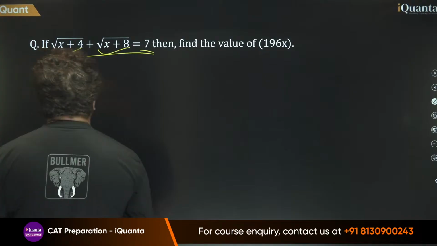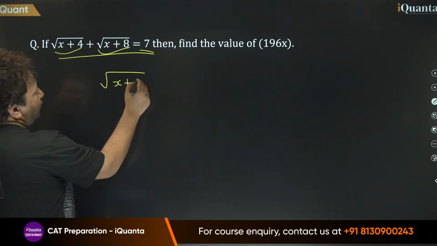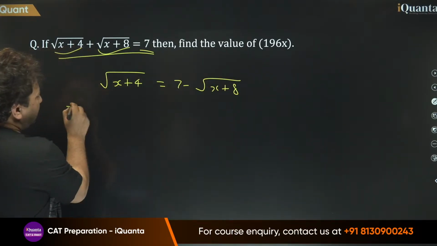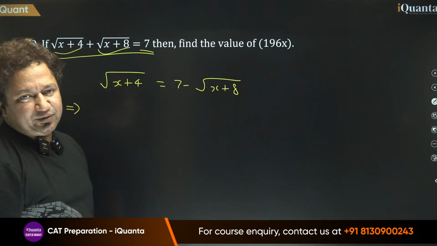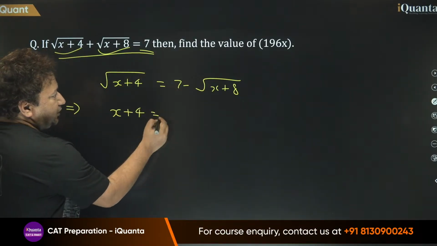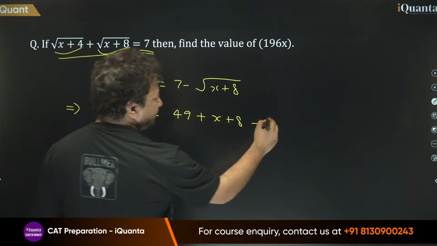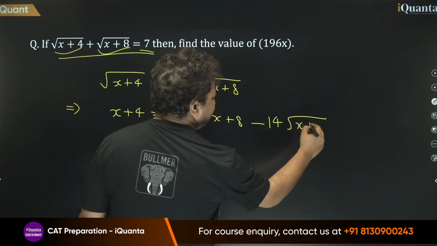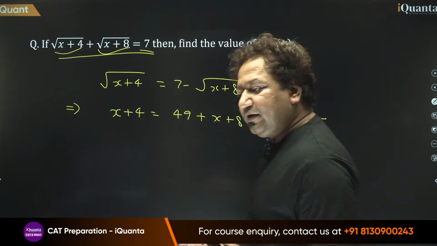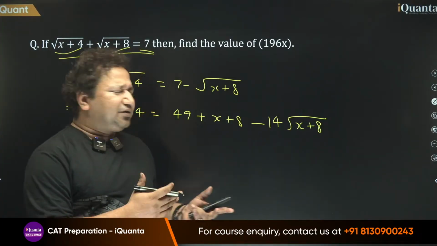Cristiano, very good. So let's do one thing. We need to solve it like this. Root x plus 4 is equal to 7 minus root of x plus 8. When I do that, I'll be having enough data to cancel out things. Now I'll square both the sides. I'll get x plus 4 here, 49 plus x plus 8 minus 14 times root of x plus 8. So this is how I have reduced the number of irrational values, the square root values.